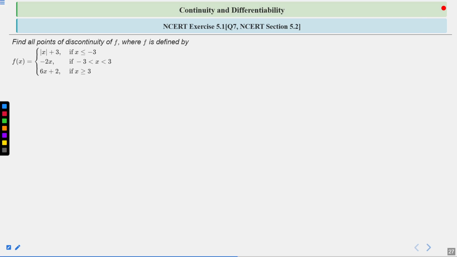Find all the points of discontinuity of function f. We need to find all points of discontinuity of f, where f is defined by f(x) equal to |x| plus 3 if x is less than or equal to minus 3, negative 2x if x is between negative 3 and 3, and 6x plus 2 if x is greater than or equal to 3. So let us see the solution.